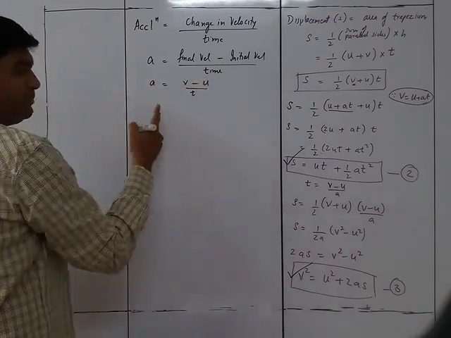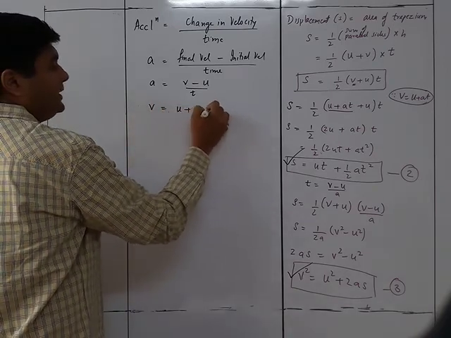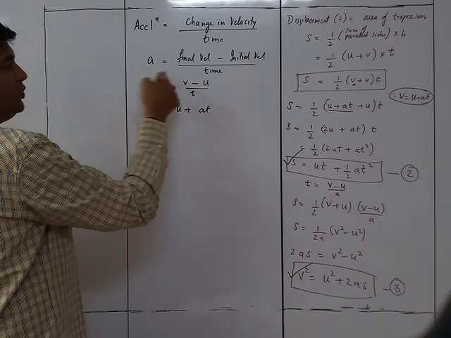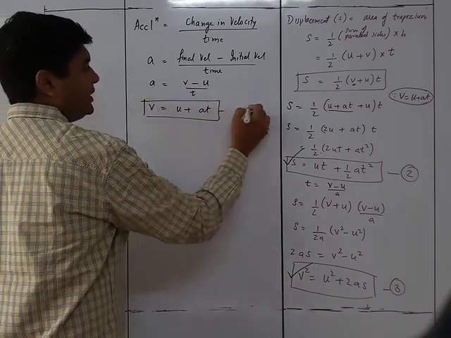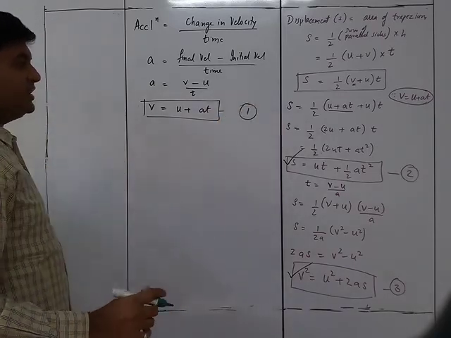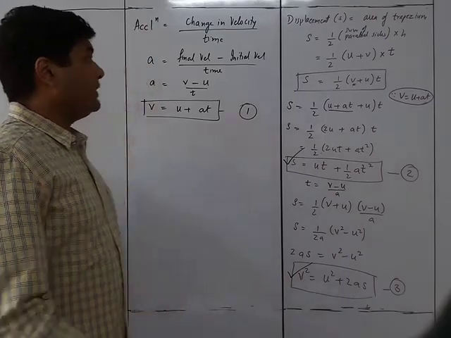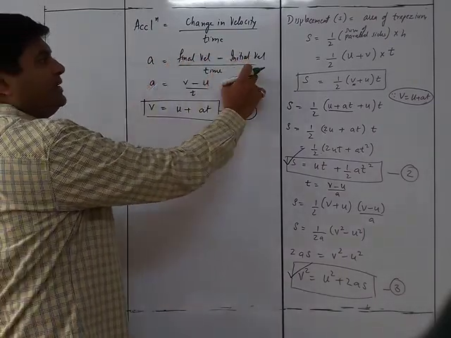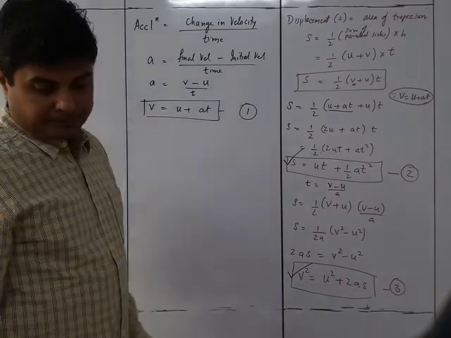Hence we have the same thing as we did earlier: v is equal to u plus at, because t goes here to at and then u comes here to plus. So this is the first equation. The first equation is v is equal to u plus at by this particular method, that is final velocity minus initial velocity upon time, which is nothing but v minus u upon t.